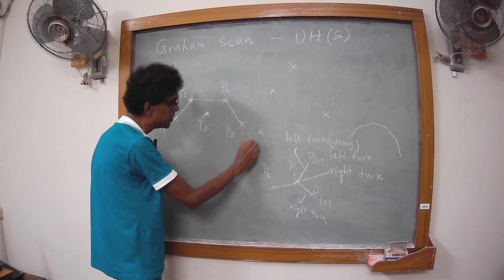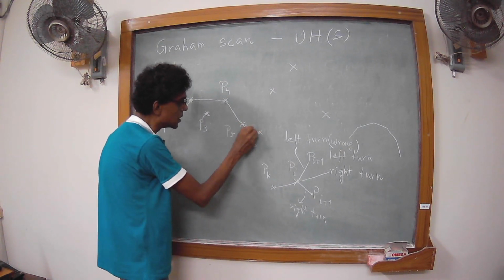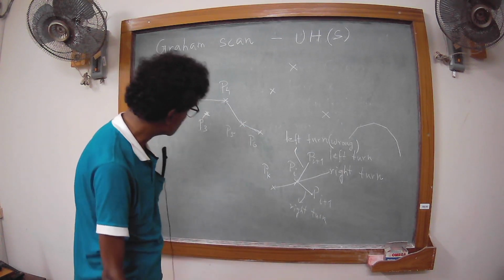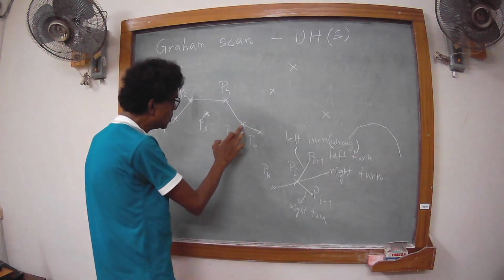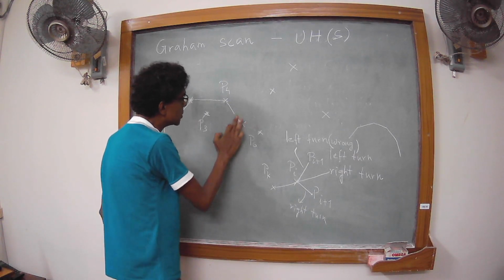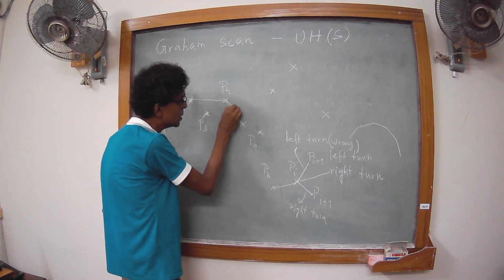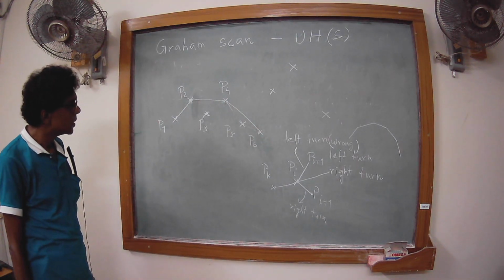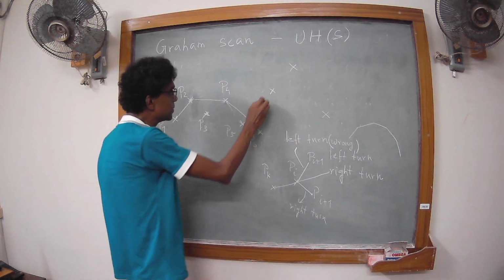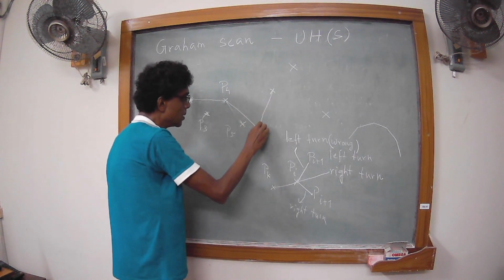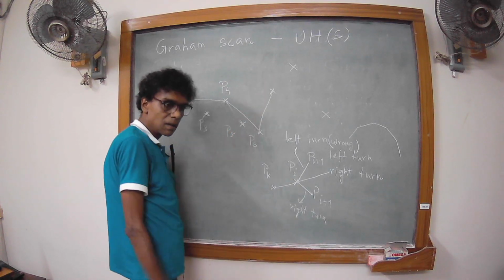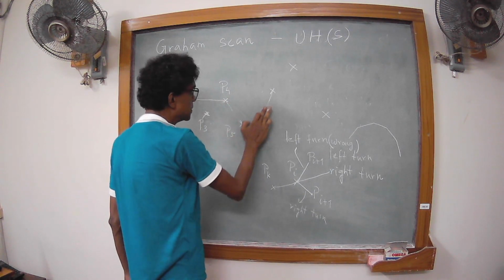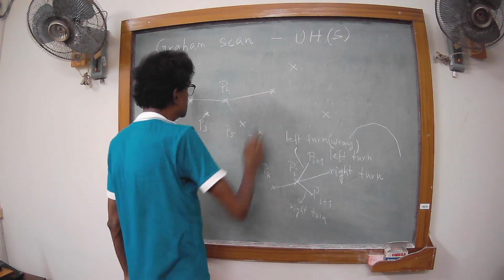Then when I add P6, I see that this is a wrong turn. Okay. Then left turn, that is a wrong turn. So what I do, I simply replace this and this by this. Okay. Then I want to add this, and I see that this is a wrong turn, left turn. So I delete this and this and join this.